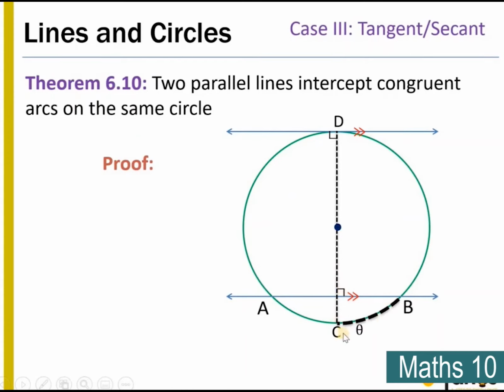If we call the measure of this arc theta, then the measure of this arc must also be theta. And the measure of this arc must be 180 minus theta, and the measure of this arc must be 180 minus theta. So the measures of the two arcs are equal.